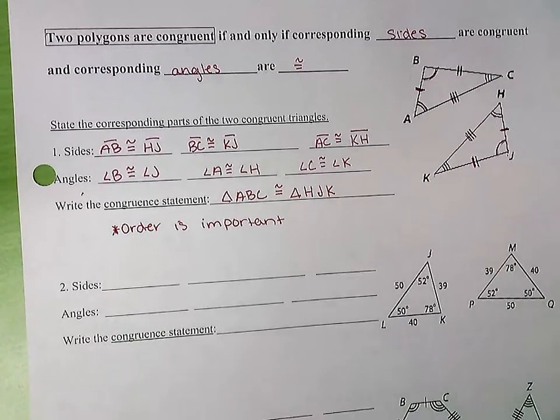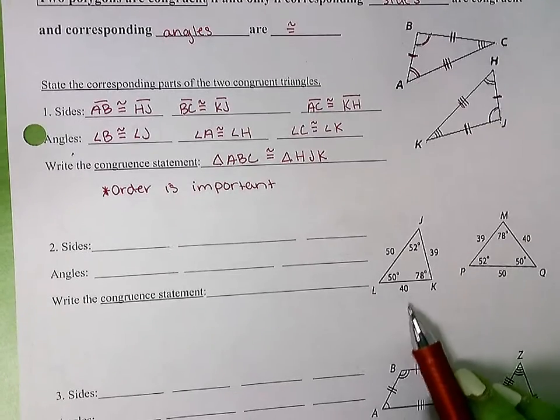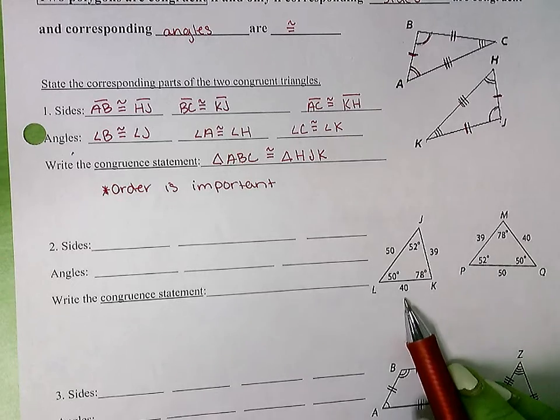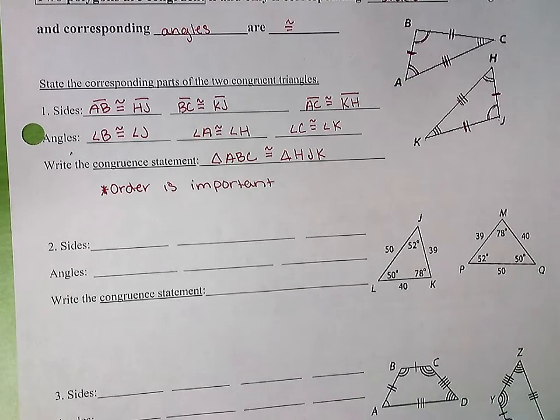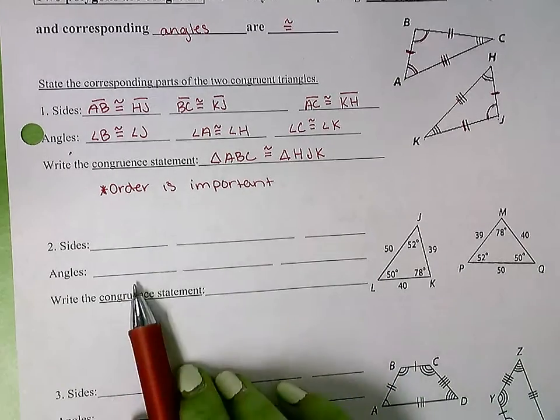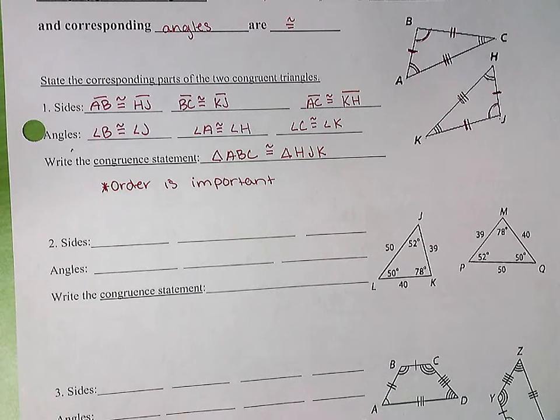I want you to do 2. For this one you're given measures, but you still want to state which sides are congruent, which angles are congruent, and then write out a congruence statement. So work through that second one there.